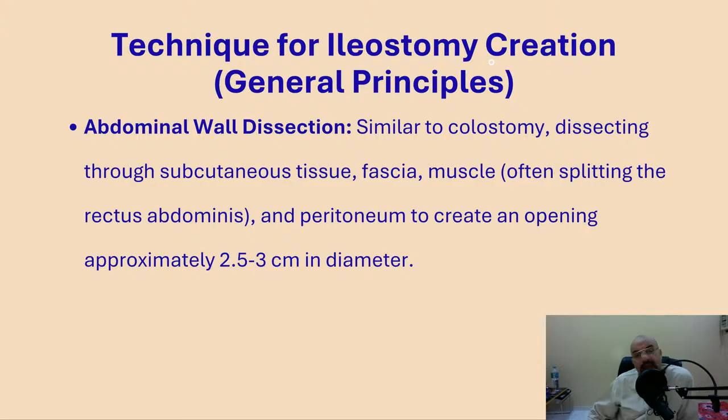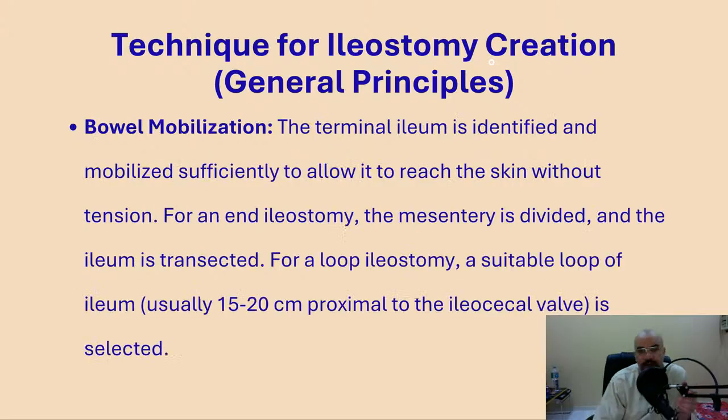Again, for the abdominal wall dissection, similar to the colostomy and ileostomy, it involves dissection of subcutaneous tissue, fascia, and muscle. Again, complications can happen, such as herniation, and peritoneum opening creation. Usually the opening in the ileum will be more circular compared to the colostomy, if you're already familiar with that. And this is an important condition.